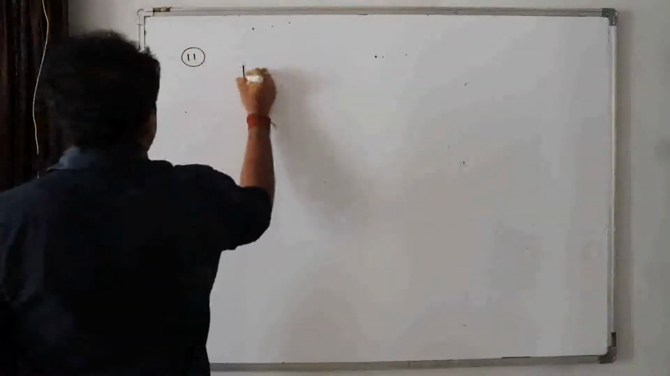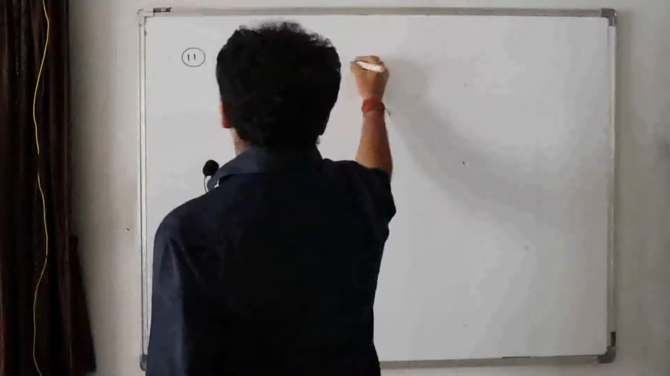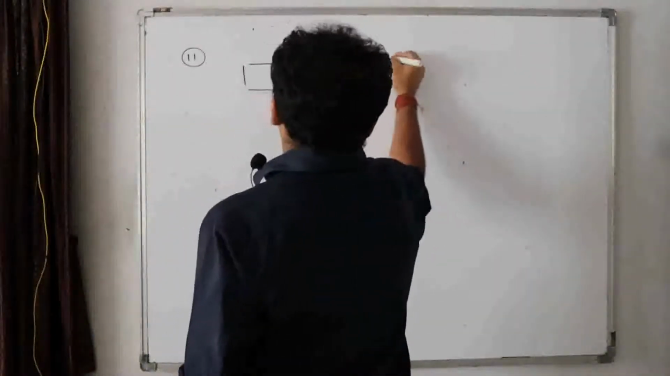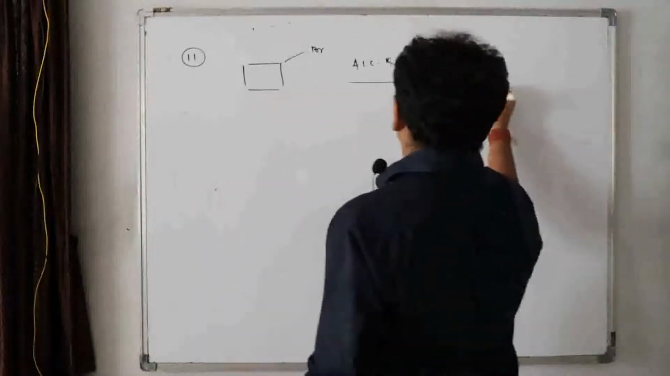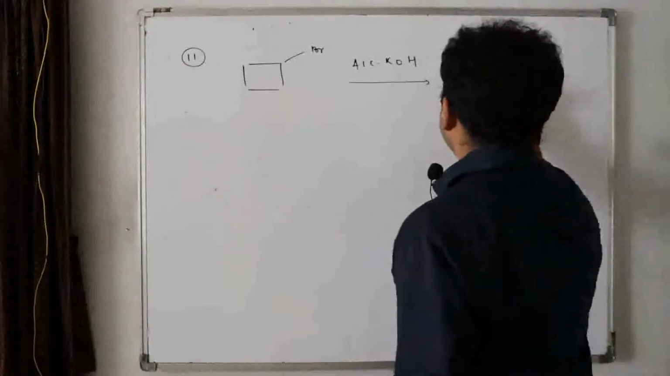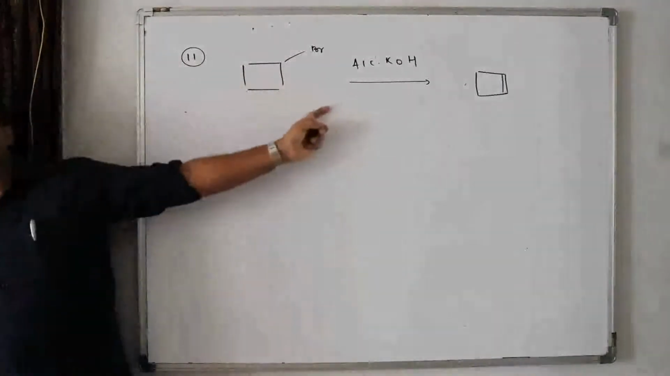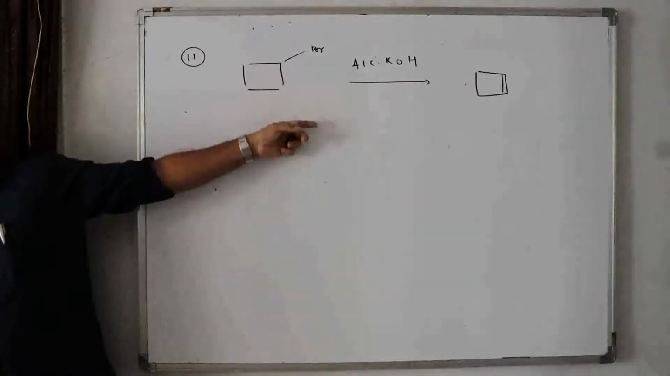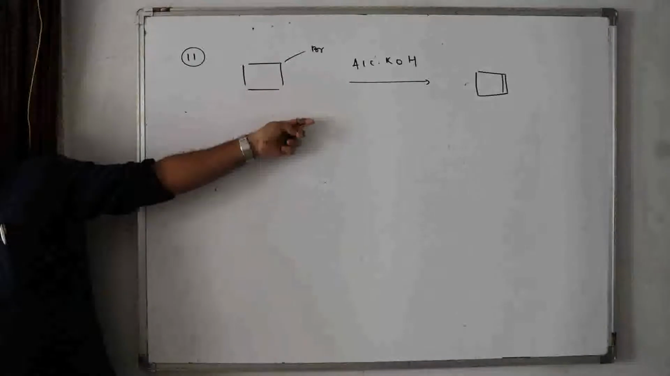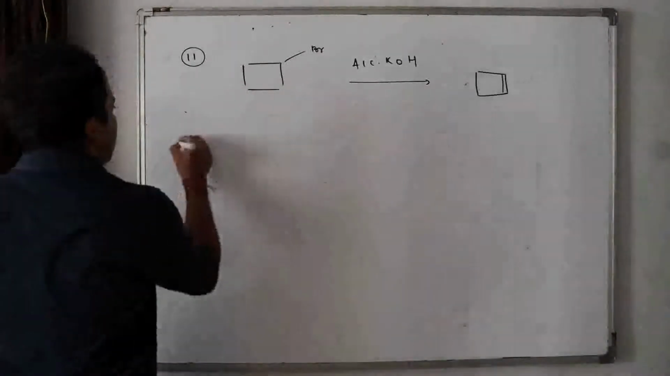Eleven. Bromine, alcoholic KOH. See, this is the simple product formed. Why? It will not go for any chance of ring contraction, isn't it? Doubt? Concept clear? Easy. Now, question number 12.